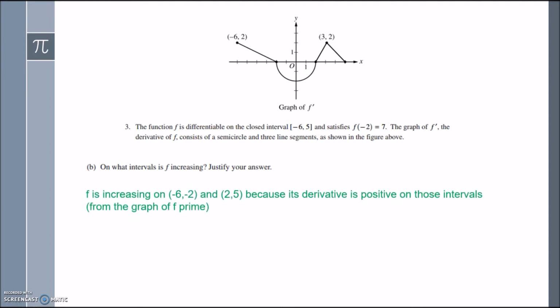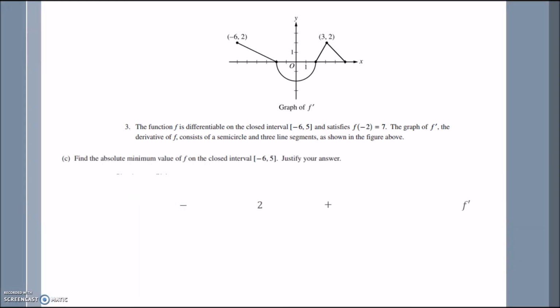Well, it's increasing on the interval from -6 to 2 and the open interval from 2 to 5, simply because from right here to right here, its derivative is positive on those intervals from the graph of f prime, which is given right here. So that's how you solve that part, pretty easy. Moving on to part C, find the absolute minimum of f on the closed interval of -6 to 5.